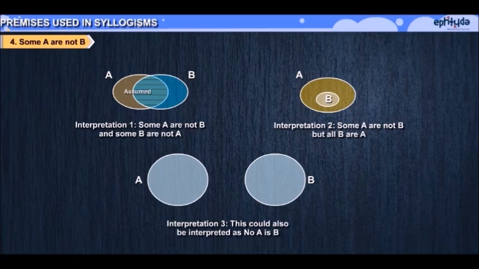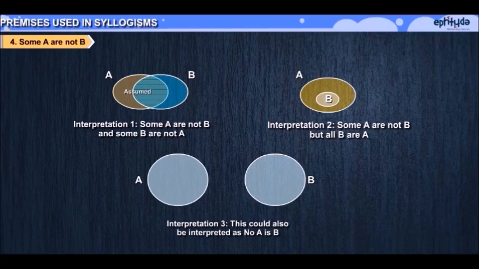In interpretation 1, some A are not B and some B are not A. The shaded portion is given and the other half is assumed. In interpretation 2, some A are not B and all B are A. The shaded portion is given and the other half is assumed. In interpretation 3, no A is B and no B is A. Here it is assumed that the other half of A is also not B.